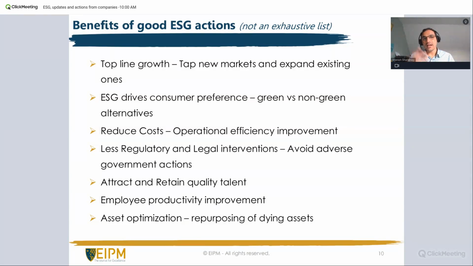If you look at the last part here, again, another benefit of asset optimization, you could sometimes have some repurposing of dying assets. One of the examples I was reading about is oil tankers. Okay, oil tankers, they're being repurposed. We're trying to move towards more greener sources of energy, let's say. Yeah, so repurposing of dying assets.